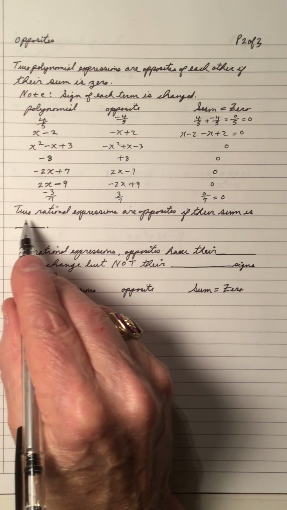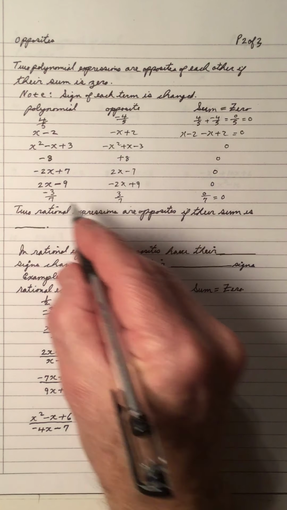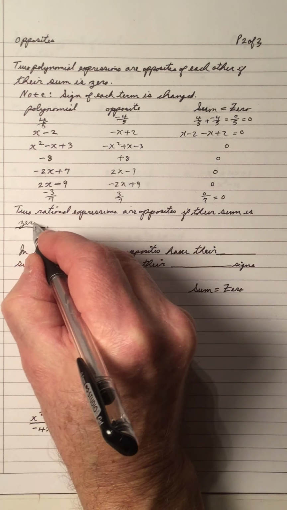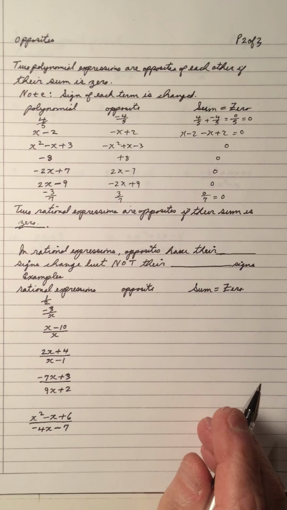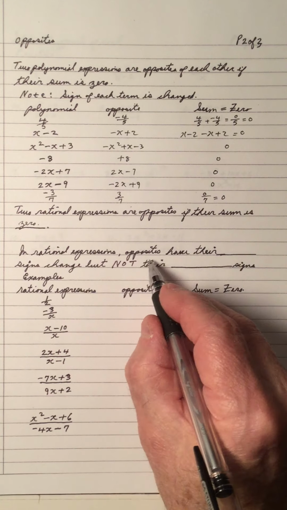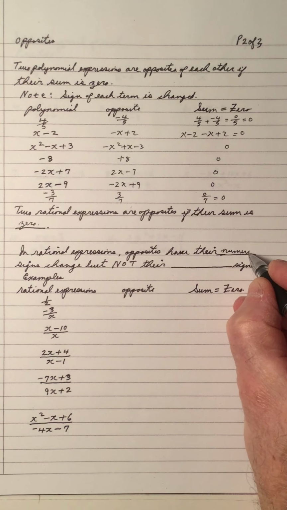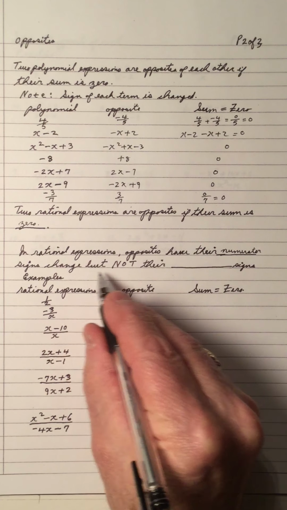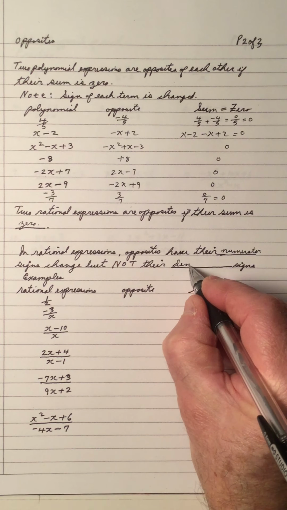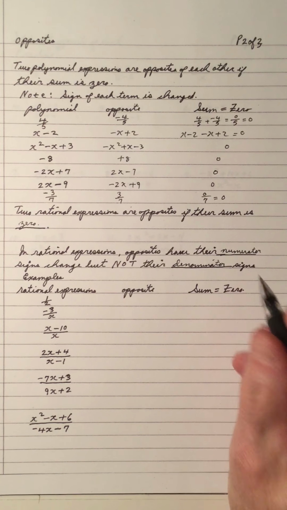So let's look at rational expressions. Two rational expressions are opposites of each other if their sum is 0. It's the same idea. Opposites are when you have a sum of 0. In rational expressions, opposites have their numerator signs change, but not their denominator signs.